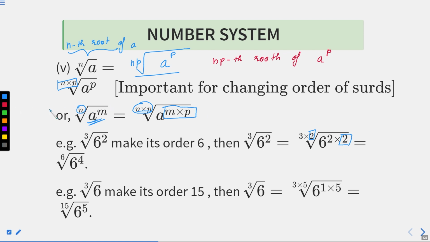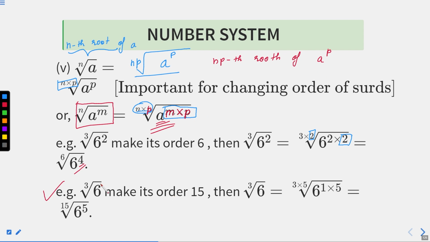If we are given the nth root of a^m, and someone is multiplying the order by p, then the person must also multiply the power of a by the same number, like this: m multiplied by p. Clear? Okay, so this will turn out to be the sixth root of 6 raised to the power 4. Clear? And similarly, here one can easily understand.